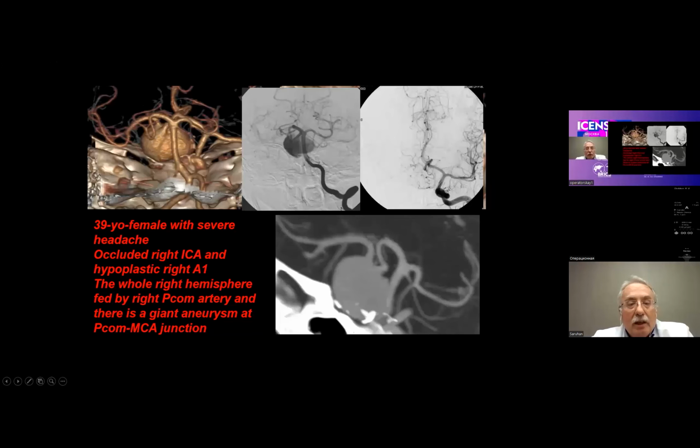This is a patient that I'm proud to show. This is somebody I trained, a 39-year-old female with severe headache, and it's a pretty complex giant aneurysm. The patient had an occluded ICA and a giant aneurysm fed by the PCOM. So basically, this is the right PCA that goes into the aneurysm here, with the PCOM, makes the ICA aneurysm, and continues with the right middle cerebral artery.